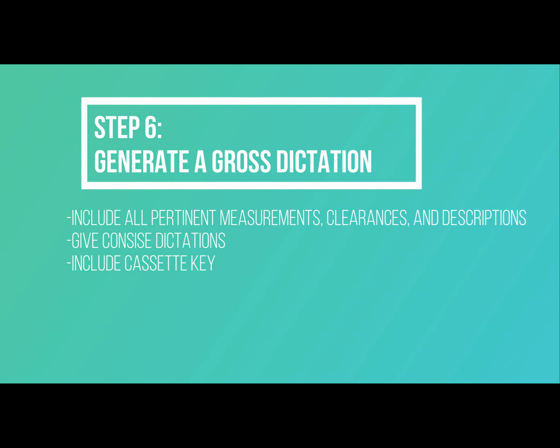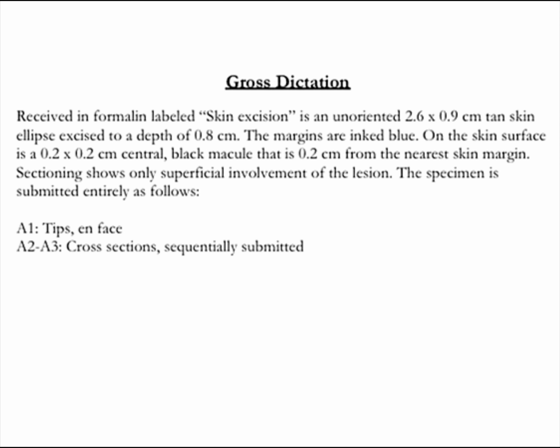Step 6. Generate a gross dictation. My dictation for the specimen is as follows. Received in formalin labeled skin excision is an unoriented 2.6 by 0.9 centimeter tan skin ellipse, excised to a depth of 0.8 centimeters. The margins are inked blue.